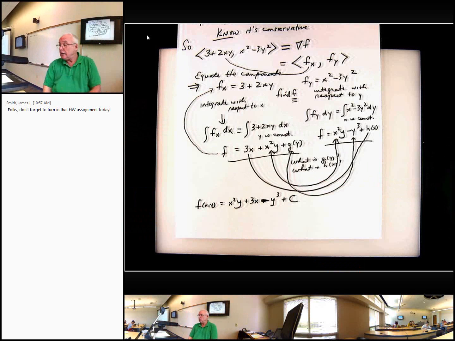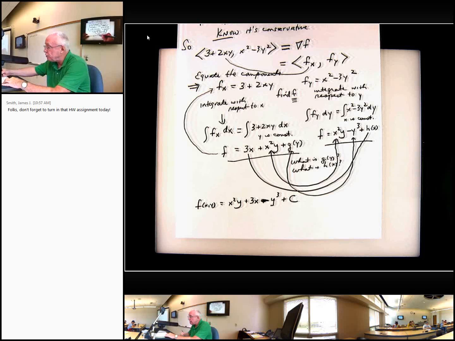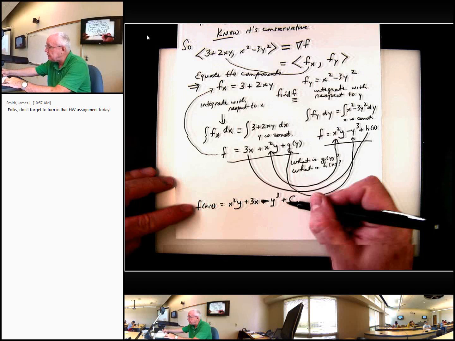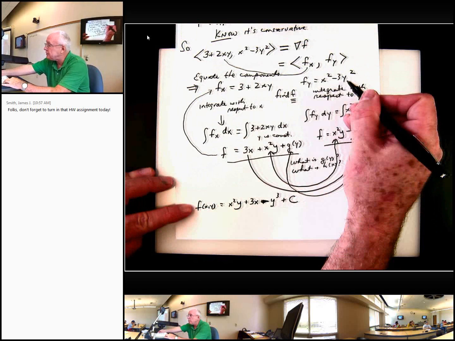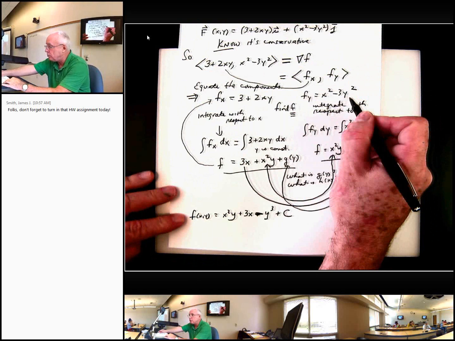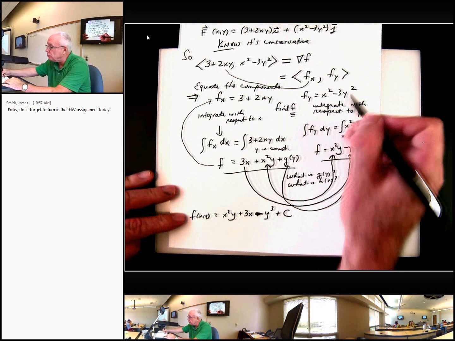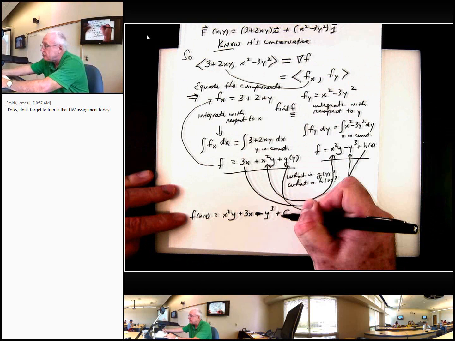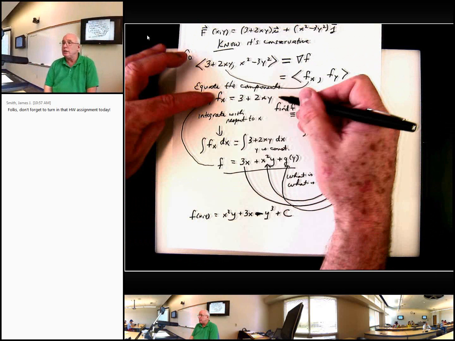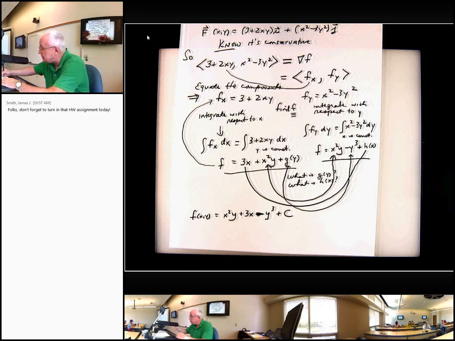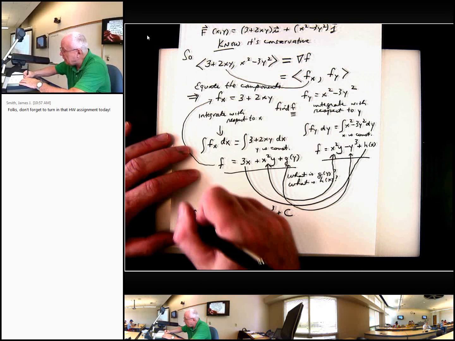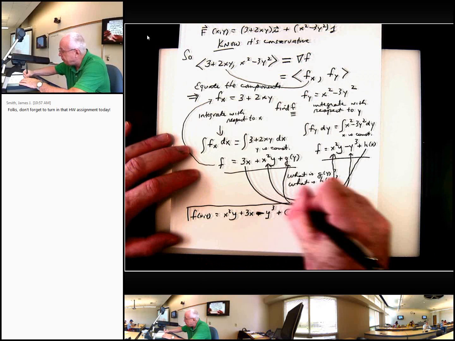All right. Now you can check that if you do the partial derivative of this little f function with respect to y, you'll get this x squared minus 3y squared. If you do the partial derivative with respect to x, you'll get 3 plus 2xy. Okay? So this is our little f function that we need.